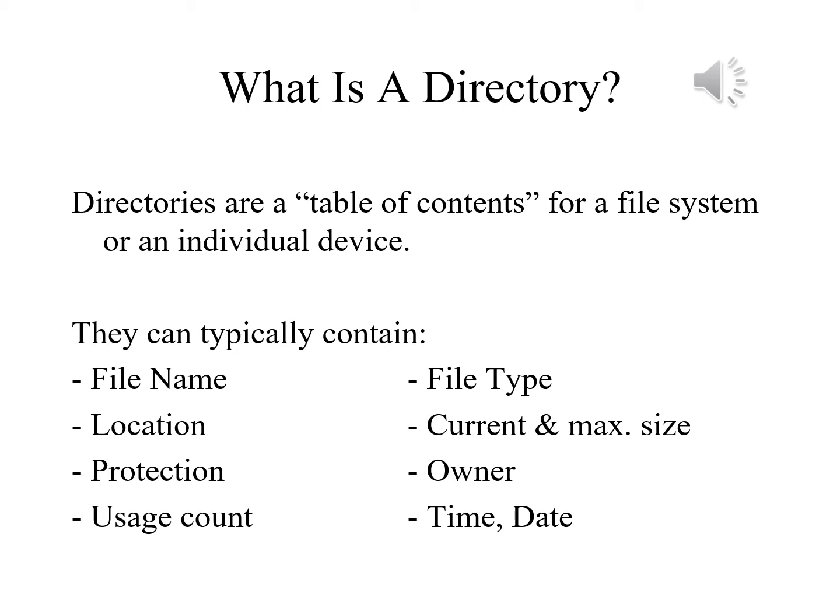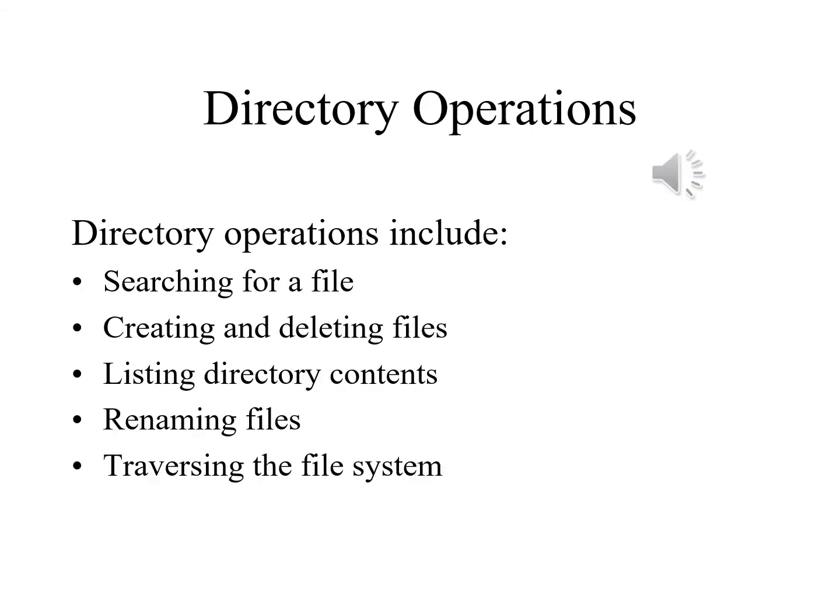This information may be stored in the directory itself or in another data structure that we may access through the directory. When we talk about Unix in detail, we will see an example of such a structure, the inodes that Unix establishes for all its files.